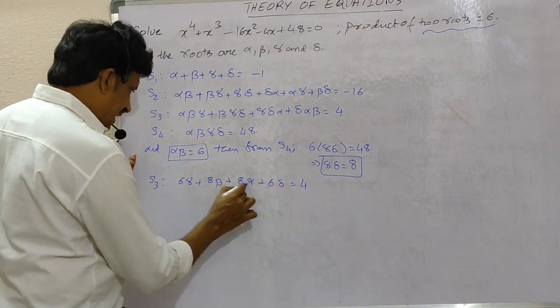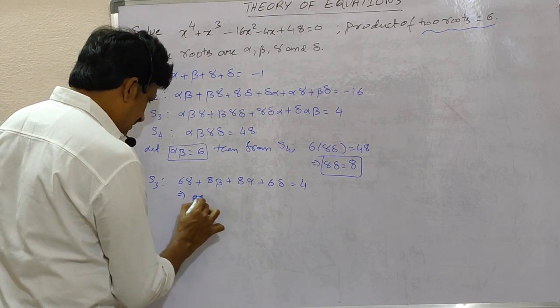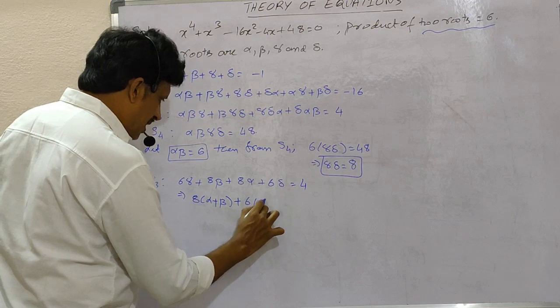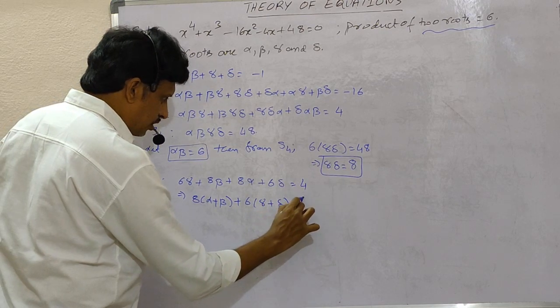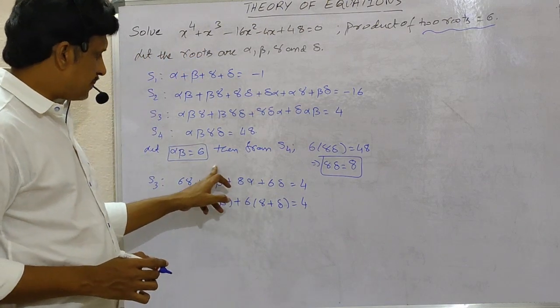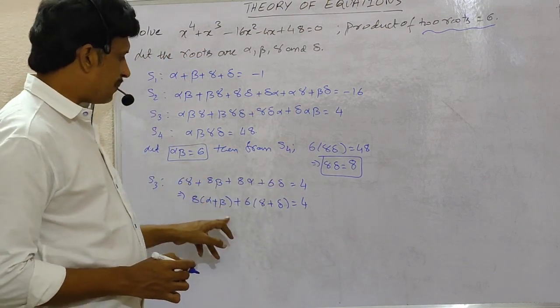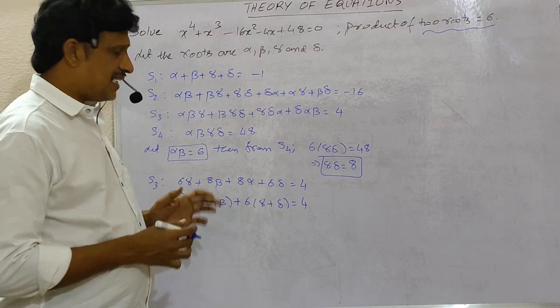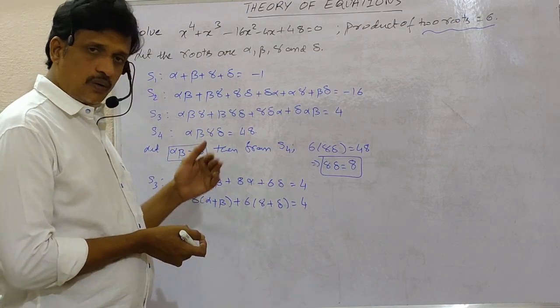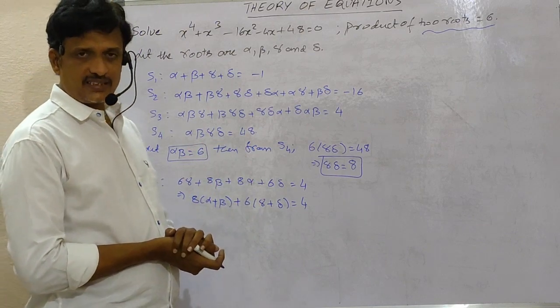Now here 8 times of alpha plus beta plus 6 times of gamma plus delta is equal to 4 is the relation we got here. At a time we cannot find all the unknowns. So try to reduce the unknowns in the relations.